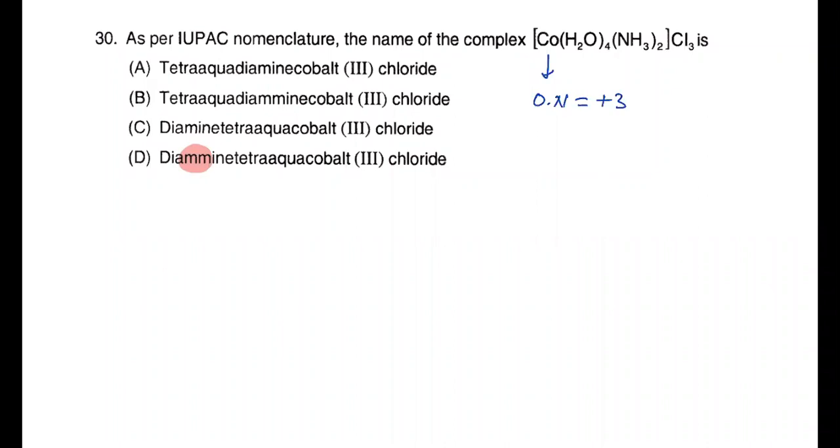So it is diammine, tetraaqua. In the option it's given as aqua, so we'll use aqua. Cobalt is part of the cation, so no cobaltate, only cobalt. The oxidation state is 3, and the anion is chloride. If you check with the options, your answer is D.